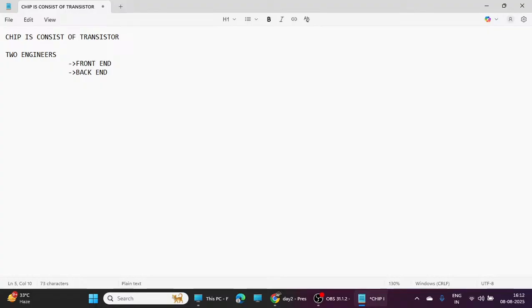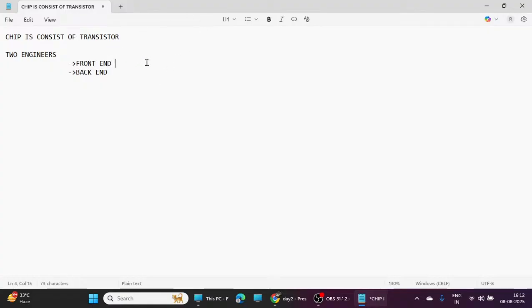Working and condition logic are all taken by the front end engineer. Making the physical chip, the architecture of the chip, and how many transistors are in the chip are all taken by the back end engineer. These are the two main engineers involved in VLSI technology, front end and back end. Only by using these two engineers are we able to make chips. So this is the first thing.